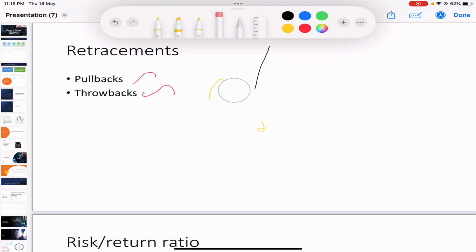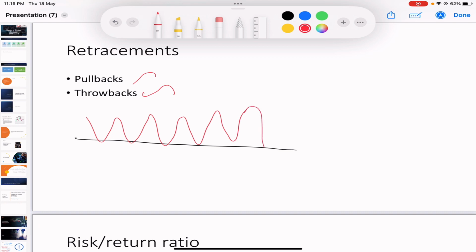Now let's see what a pullback is. Pullback is just the opposite. This is my support and my stock has been taking support over and over again. My stock broke down the support zone and went till here, came back, touched the previous support, which is now my resistance, and went further down. So this is where the stock pulled back for a bit. So that is my pullback.